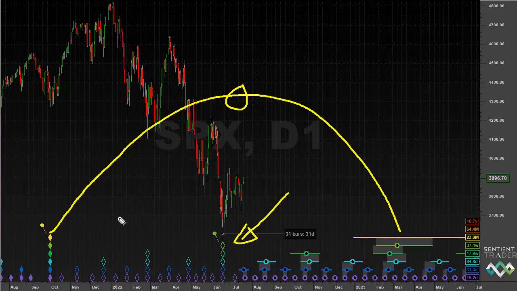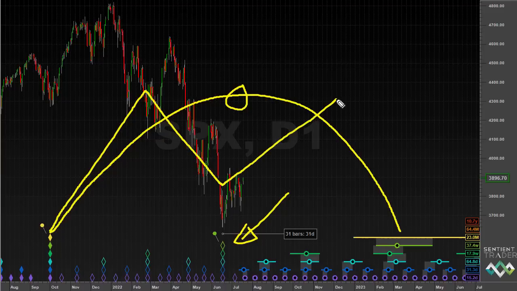The result of this, when we combine the cycles, is that we get a move up, and then a move down into the 40-week cycle trough, and then we get another move up, and then another move down. What I've drawn there is a fairly balanced M shape. But at this point, we need to ask ourselves, is this going to be a balanced M shape?